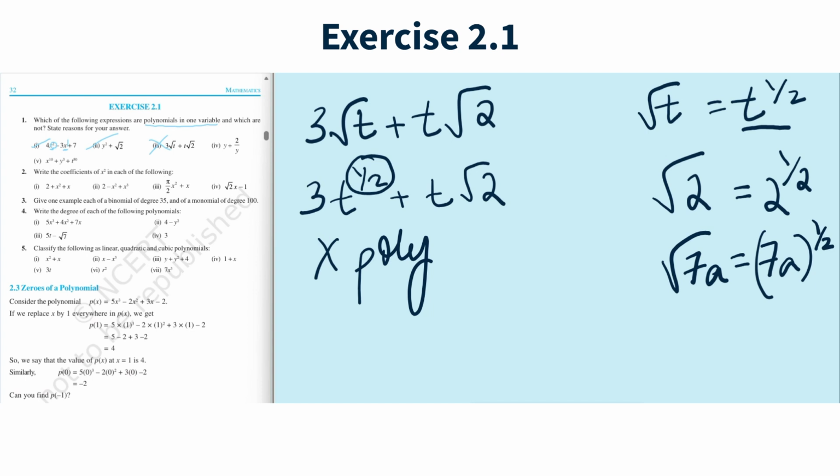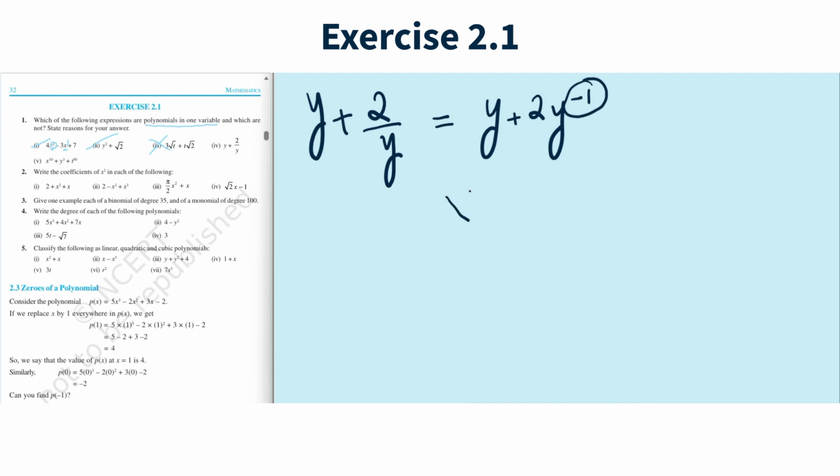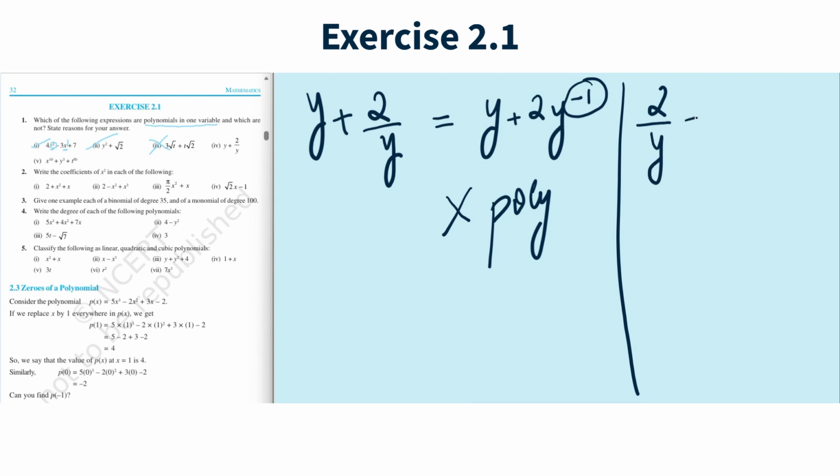Now, the next question is y plus 2 by y. I can write this as y plus 2y to the power of -1. -1 is not a whole number, so this expression is not a polynomial. Now, how did I get -1 here? How did my 2 by y become 2y to the power of -1?